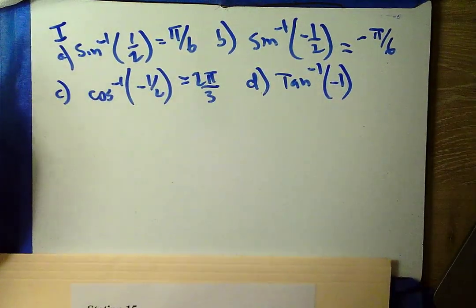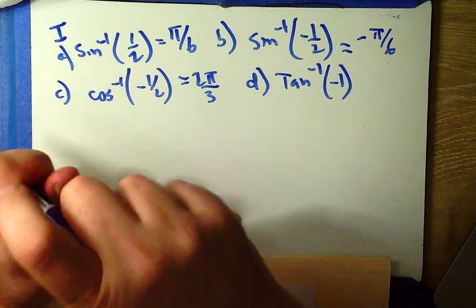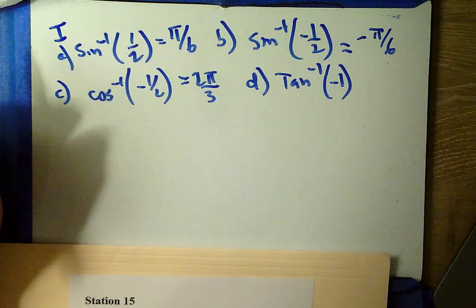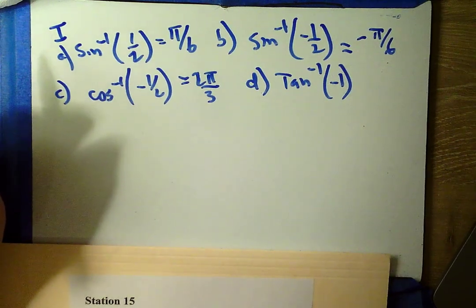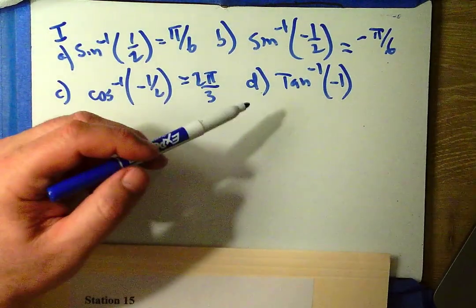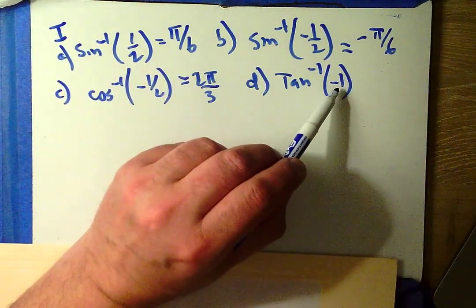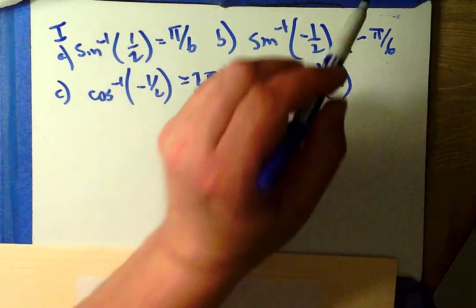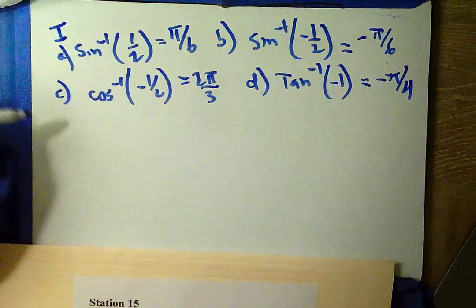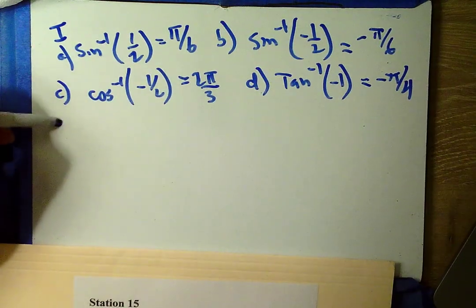Okay, so tangent has a restriction from negative pi over 2 to pi over 2. That's where its tangent's vertical asymptotes are. And we're looking for a place when the y value and the x value are opposites. Well, those are opposites at negative pi over 4. Okay, E.